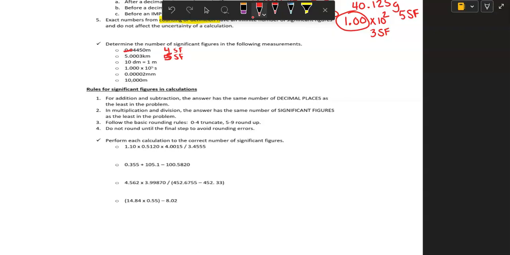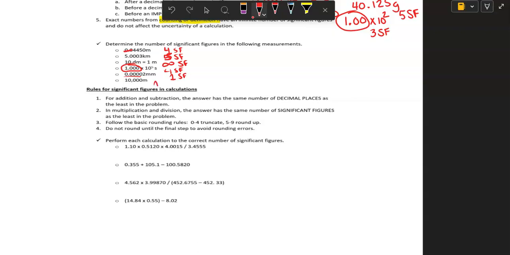Now we have a definition. 10 decimeters is a meter. So that has infinite significant figures, or it just doesn't count. You can call it that. When we have a number in scientific notation, remember we only look at the part out front. So 1.000, that's 4. All of those zeros are leading, so they don't count. This number would have 1 significant figure.